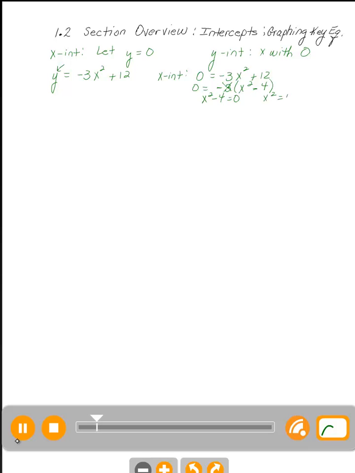Move my 4 over, take the square root of both sides, and I get x equals plus or minus the square root of 4, which is plus or minus 2. So my x-intercepts are 2, 0, comma, negative 2, 0. And to find my y-intercept, it's fairly easy. I just replace the x variable with 0, so I'd have negative 3 times 0 squared plus 12. That would be 12, or as an ordered pair, 0, 12. So in my math lab, if it asked for the intercepts, I would write all three of these as an ordered pair with a comma in between each parentheses.